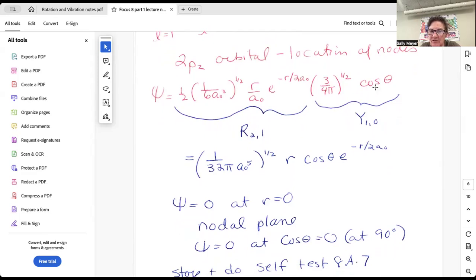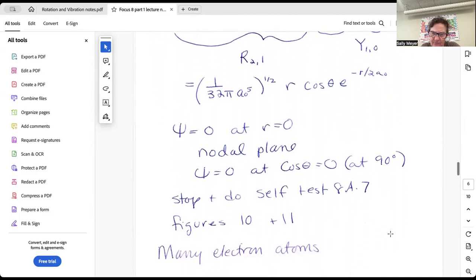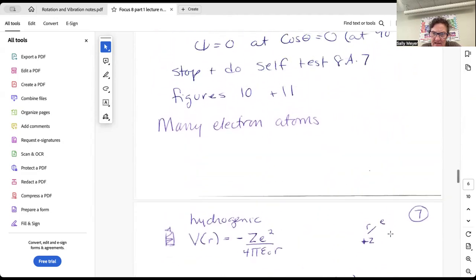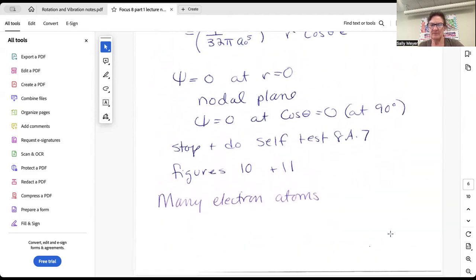So if cosine equals 0 at that angle, then you have a nodal plane. And so psi is going to equal 0 at cosine theta equals 0, and that's at 90 degrees. So at that point, you'll have a nodal plane. So stop and do self-test 8A.7. And let's look at these two figures.